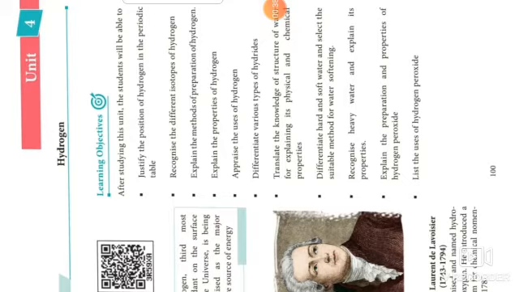What are the methods of preparation of hydrogen? What are the properties of hydrogen? What are the uses of hydrogen? Next we are going to see the different types of hydrides, their structure, and explain their physical and chemical properties.